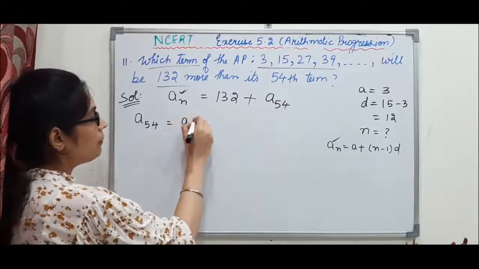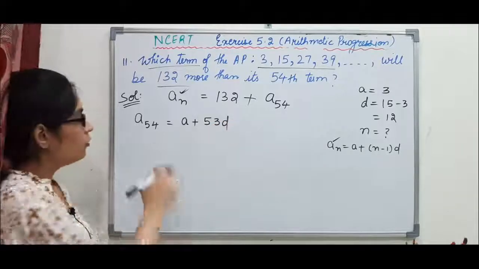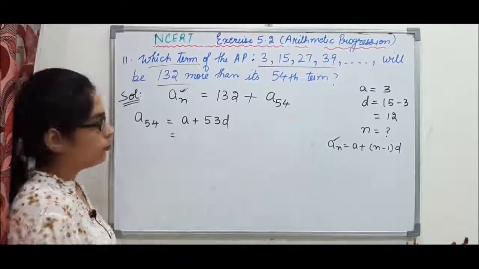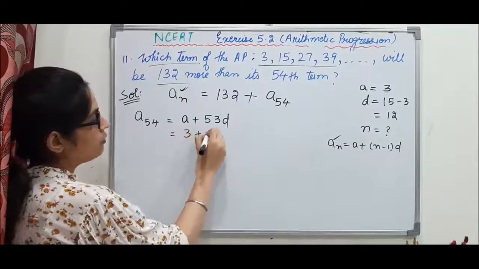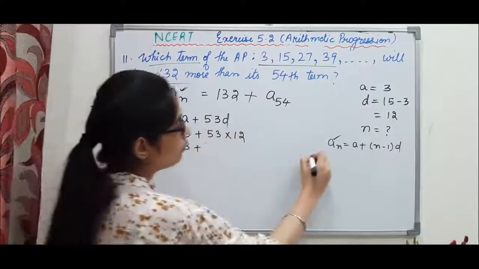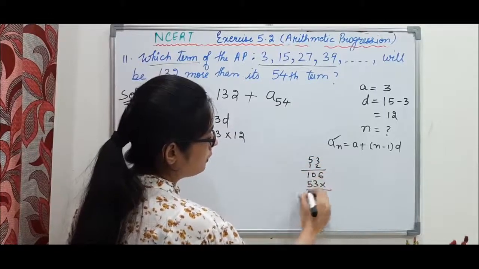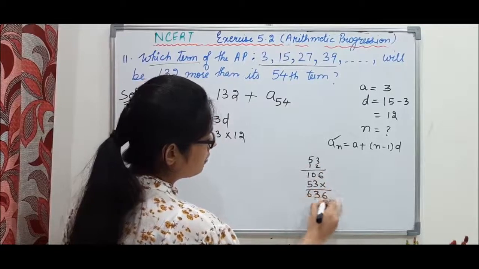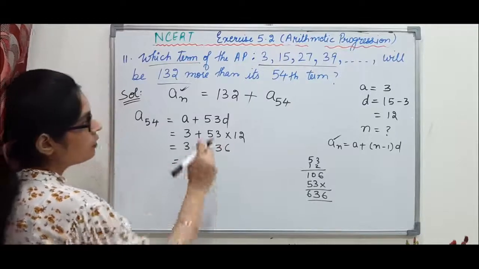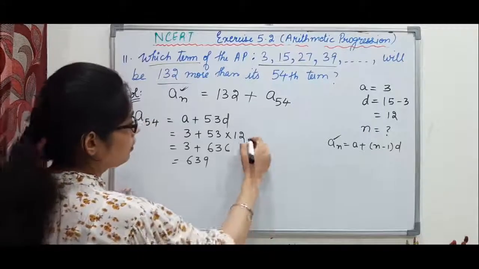A54 is equal to a plus 53d. I am writing the direct formula, because the formula for the 54th term is a plus 53d. A and d I know. A is 3 plus 53 into d, which is 12. So 3 plus 53 into 12, we can multiply 53 into 12. So it is 636. 636 plus 3 is 639. So A54 is 639.